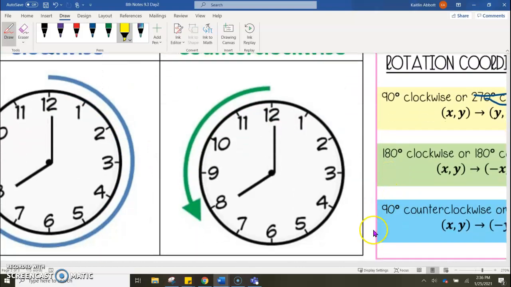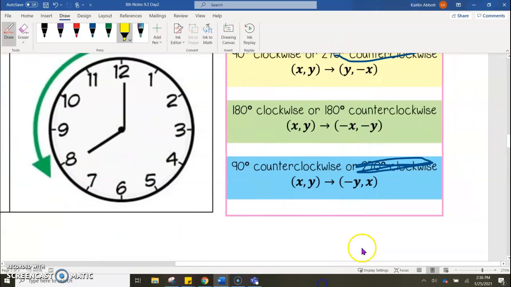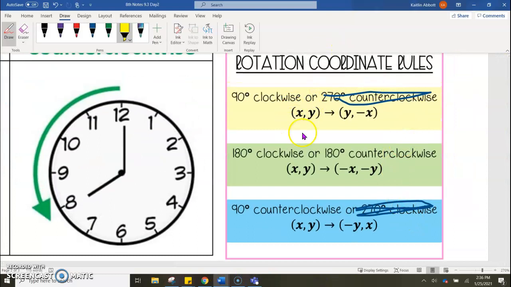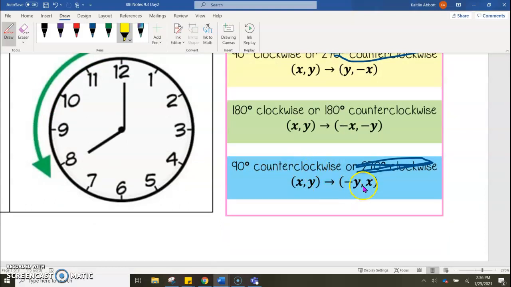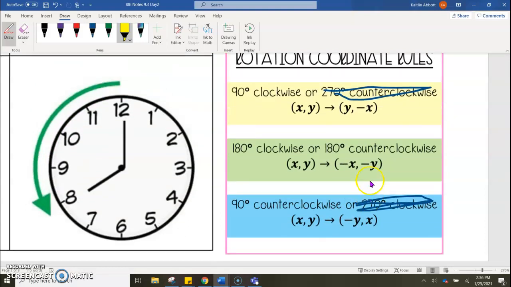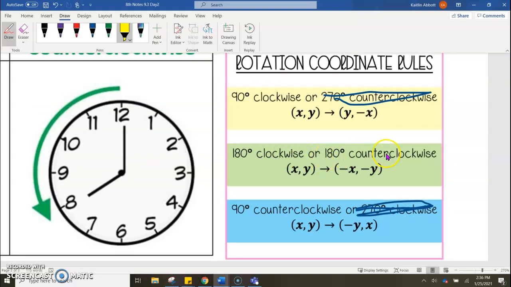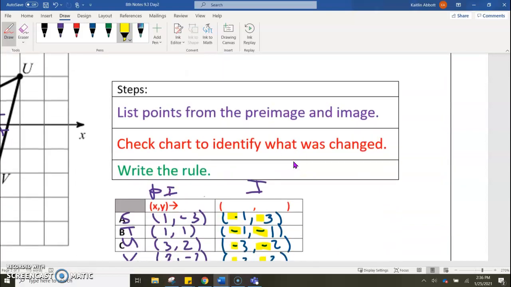So let's look at our chart. So they all started here, and now my X and Y stayed the same. They didn't flip, so it can't be 90 degrees clockwise because this says they flipped. And it can't be 90 degrees counterclockwise because these flip. 180 degrees clockwise or counterclockwise, both stay the same, the X and Y's, but look, they go from having no signs to negative, so they both turned negative. But some of them turned positive.